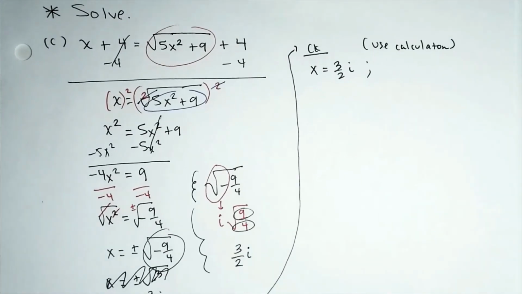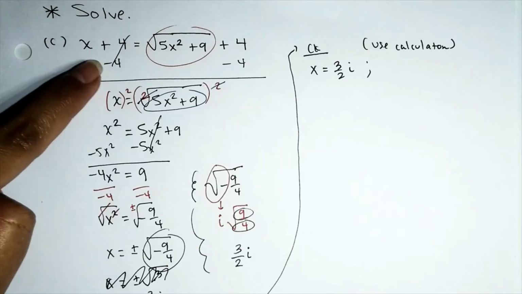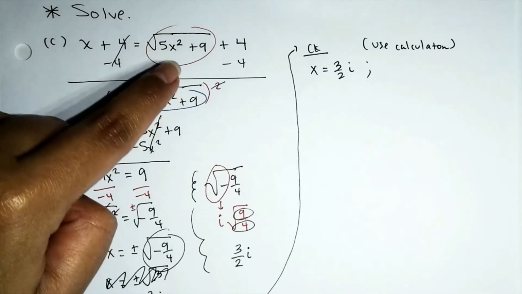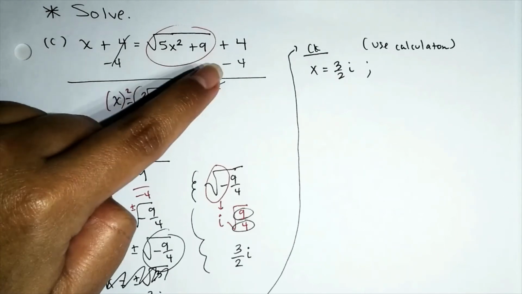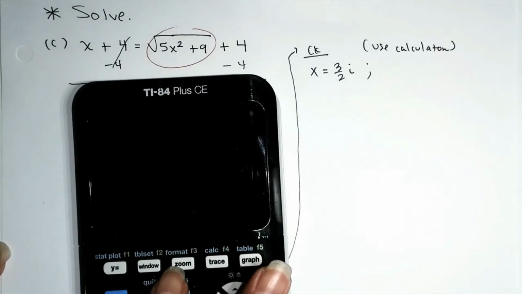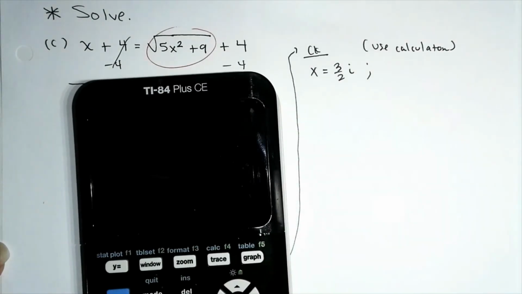Calculator. All right, that's how you spell it. So you have options. You can punch in 3/2 i plus 4, enter. Does it really equal square root of 5 times the square of 3/2 i plus 9, and then we increase it by 4? But we have no time for that, so let's take advantage that we know how to use our calculator. We want to store the 3/2 i for x.